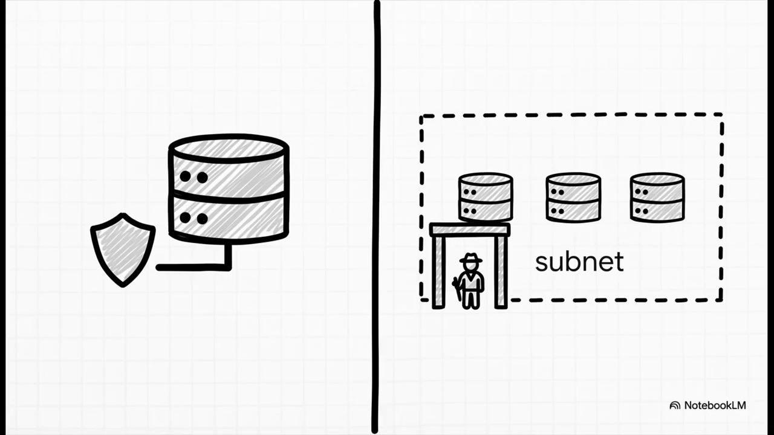Here's a really simple way to picture it. A security group? That's like a personal bodyguard for your EC2 instance. It's attached right to it, follows it everywhere it goes. But a network ACL, that's more like the main security checkpoint at the front door of the entire building. In our case, the whole subnet. It checks everybody and everything trying to get in and out of that entire zone.